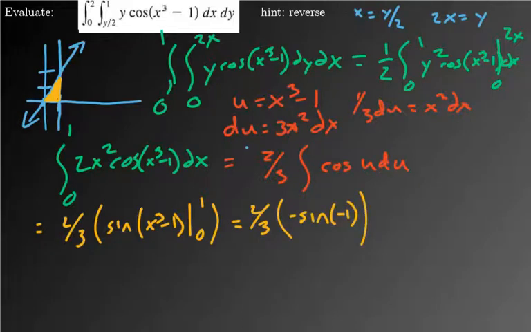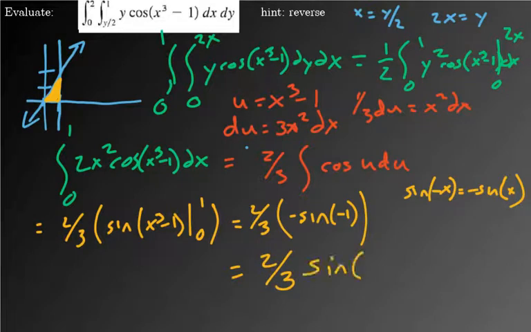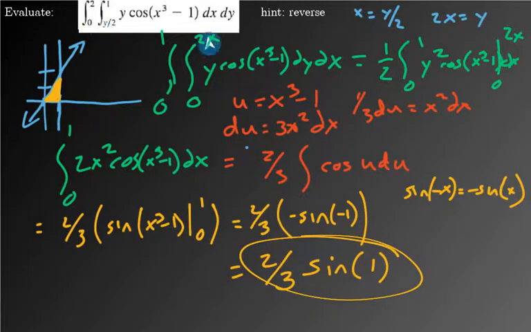And there's an identity: sine of negative x is negative sine of x. So if I do that, I can kill this negative. The final answer could just be written as 2/3 sine of 1. That's a nice one to see how we can do that changing of order of integration, which is a very good technique to know how to do. It's definitely way easier than trying to do dx dy here. Much easier to do dy dx.